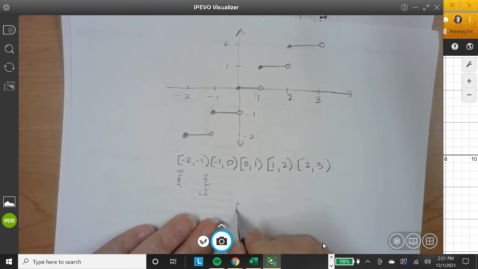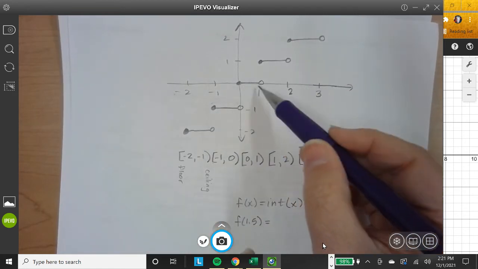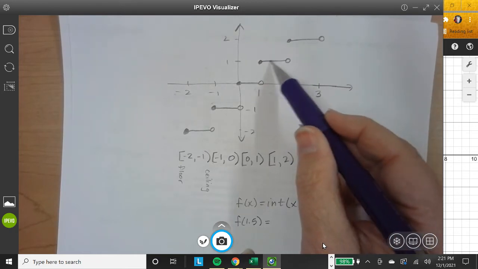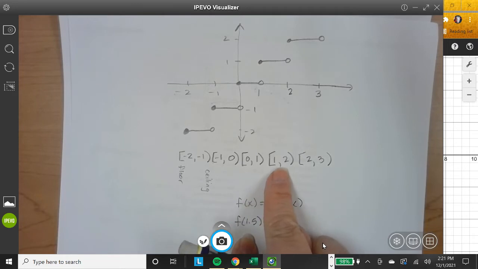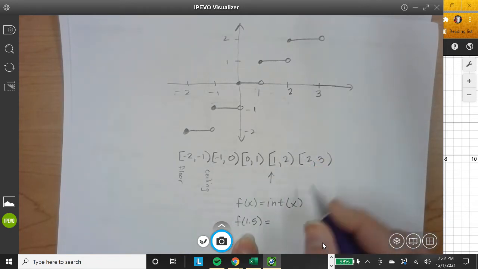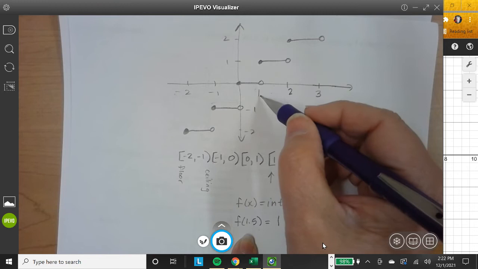example. Let's say we want to know f of x is equal to the integer or int x, okay? Let's say I want to plug in 1.5. Well, if you go on the graph here and you go to 1.5 and you go up to see what your y value is, it's 1. Well, what integer interval is 1.5 in? Well, 1.5 is in this integer interval, 1 to 2. And this function, its output will always be the floor of the interval. So this would be 1, because this interval between 1 and 2, its floor is 1, right?